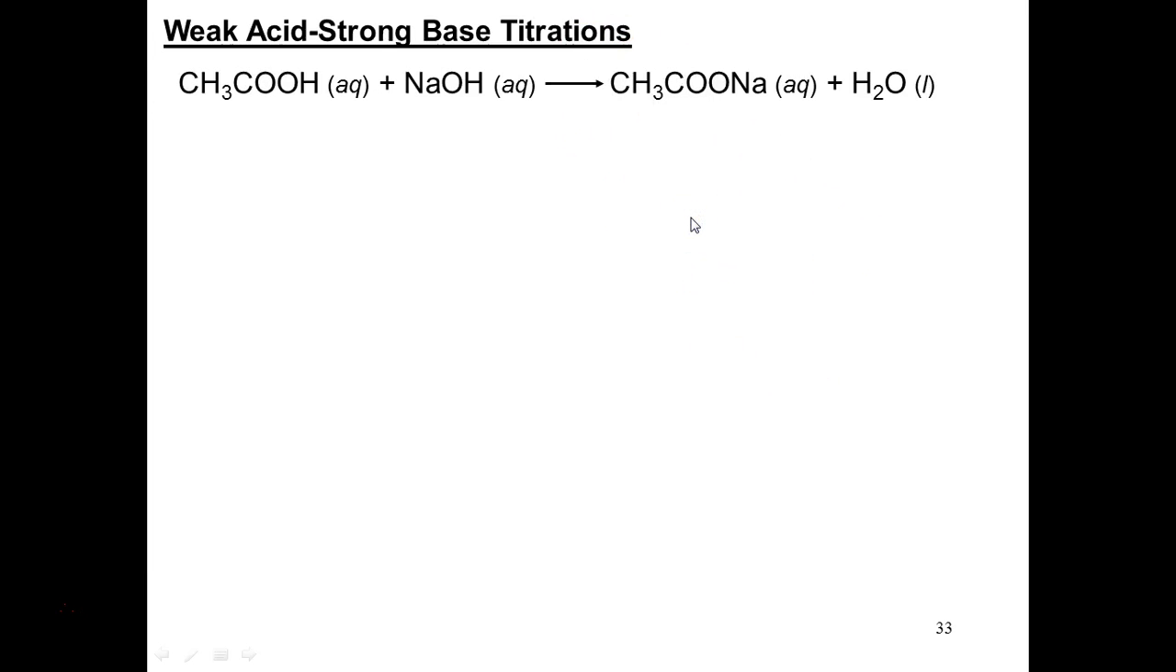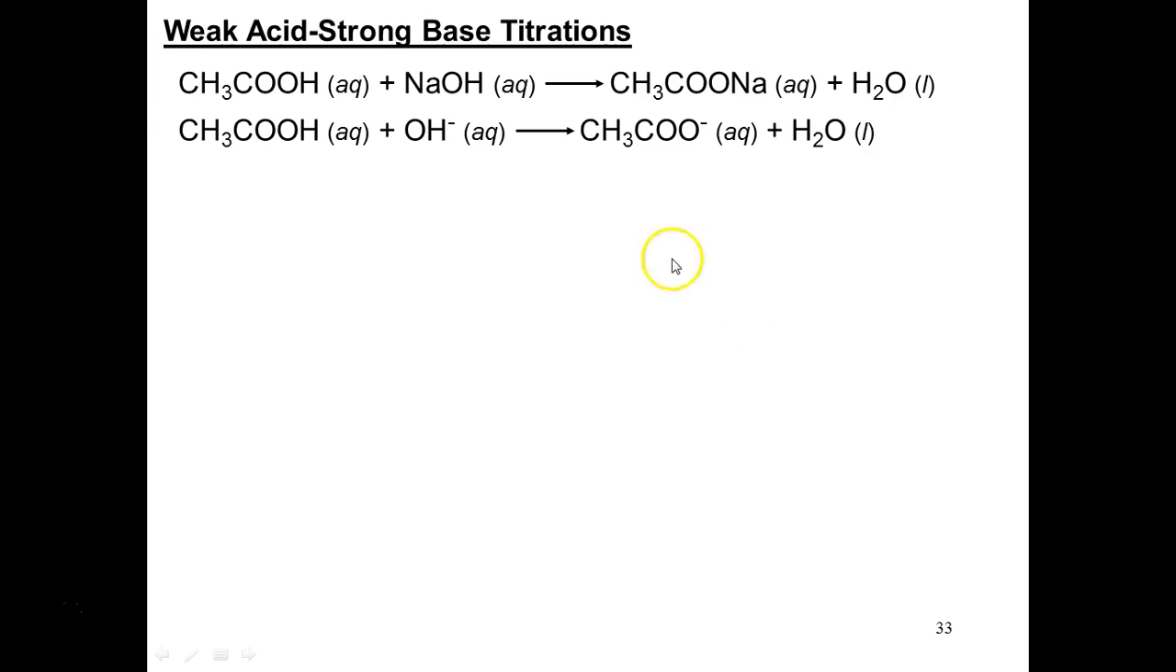The next type of titration is a weak acid, strong base titration. You can think acetic acid right here, and this is sodium hydroxide. You titrate them against each other, so that would be a weak acid and a strong base. Its net ionic equation is written as such. One thing to know about a weak acid, strong base titration is that at the equivalence point, the pH is going to be greater than 7.